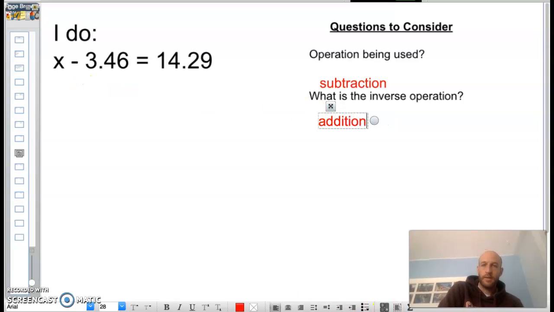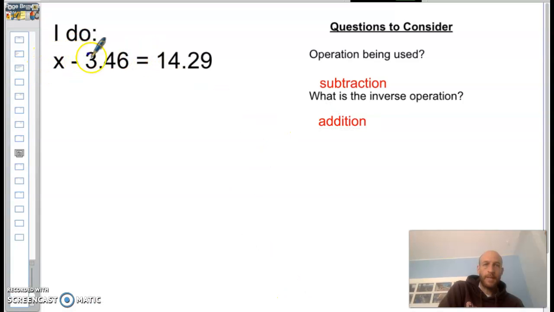All right, so what number minus 3.46 is equal to 14.29? Well, I'm going to use the opposite. I'm going to add those two together to figure out what number this is. So I'm going to do 14.29 plus 3.46. Okay, let's go back to our calculator.